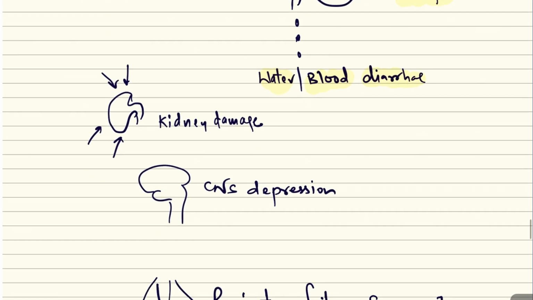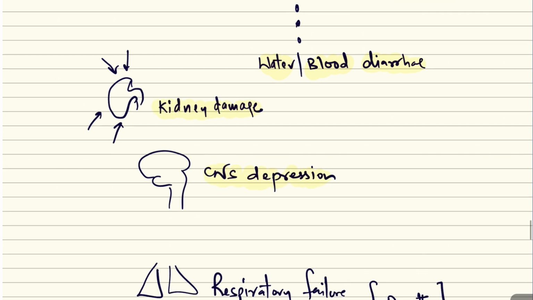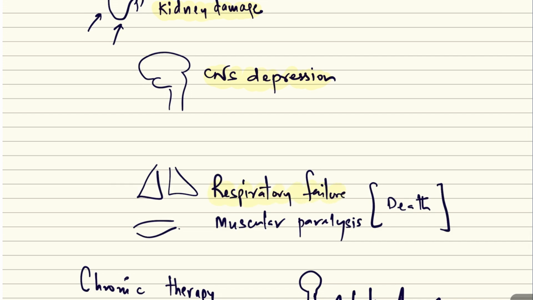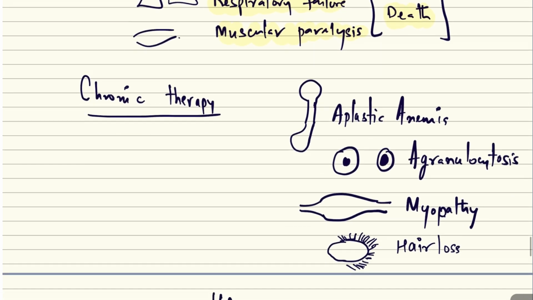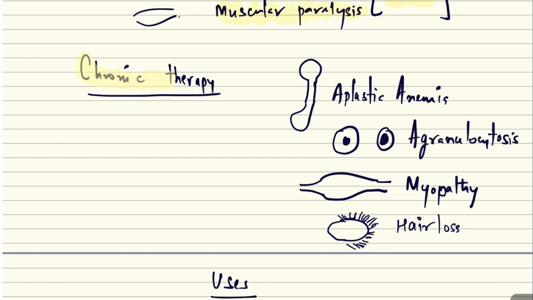Whenever you overdose the patient with colchicine, it is likely to damage the kidney. It can cause kidney damage, central nervous system depression, even respiratory failure and muscular paralysis, and this can even lead to death of the patient when there is overdose of colchicine. Chronic therapy with colchicine can lead to aplastic anemia, agranulocytosis, myopathy and hair loss. So chronic therapy with colchicine is not recommended.